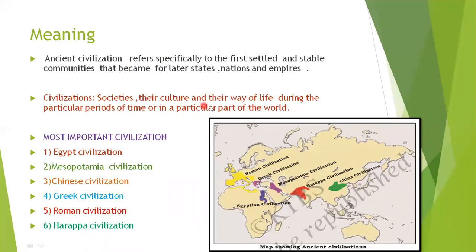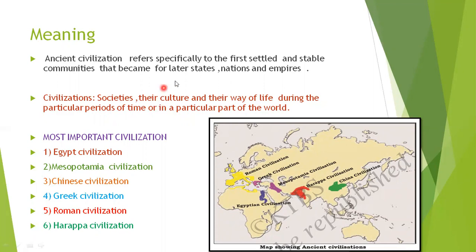Civilization means society, their culture and their way of life during a particular period. So in the society, people are leading with their own culture and own way of life during the particular period. Yes or no? For example, how we are leading life in this particular period is important. So like that in the ancient civilization, how people adopted their culture, and how they led life with the culture during that particular period, in a particular part of the world, is known as a civilization.